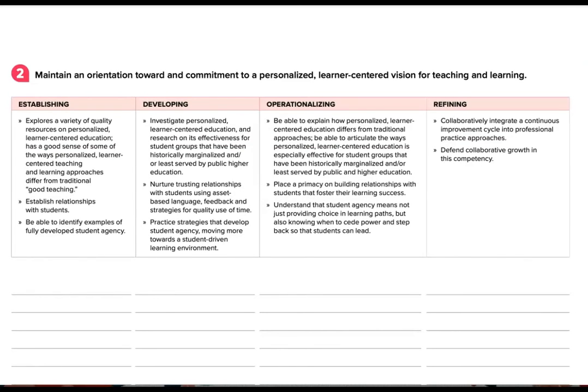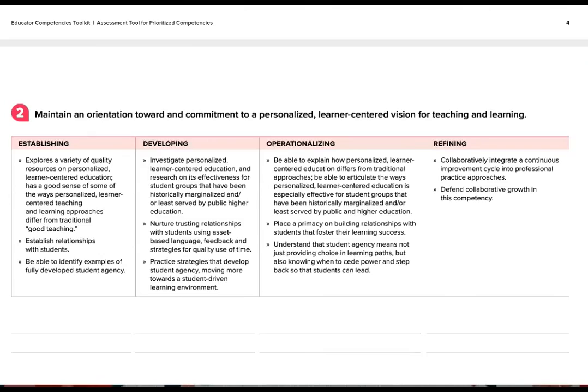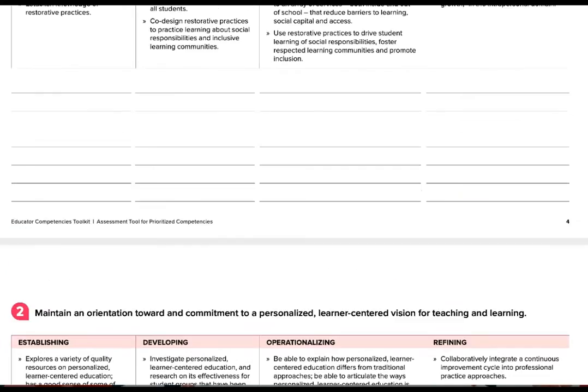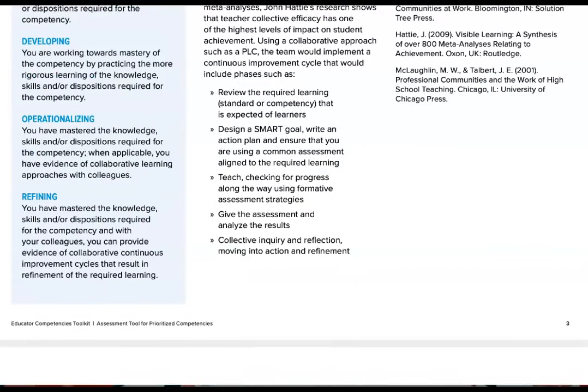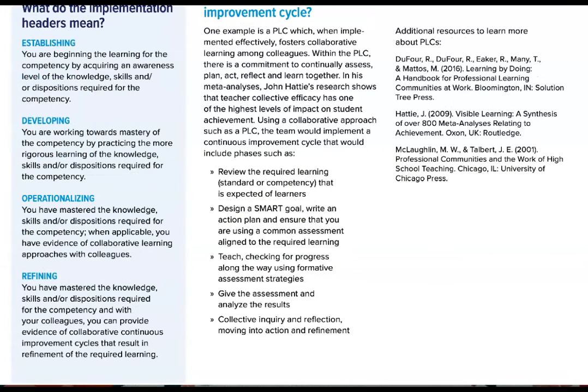Each competency has an implementation rubric, and you will see that it is broken into 4 columns. Not unusual for a rubric, but because this is an implementation rubric, I want to go over what those headers mean. So I'm going to page back up to the introductory area, and you will see that we have unpacked those headers for you.